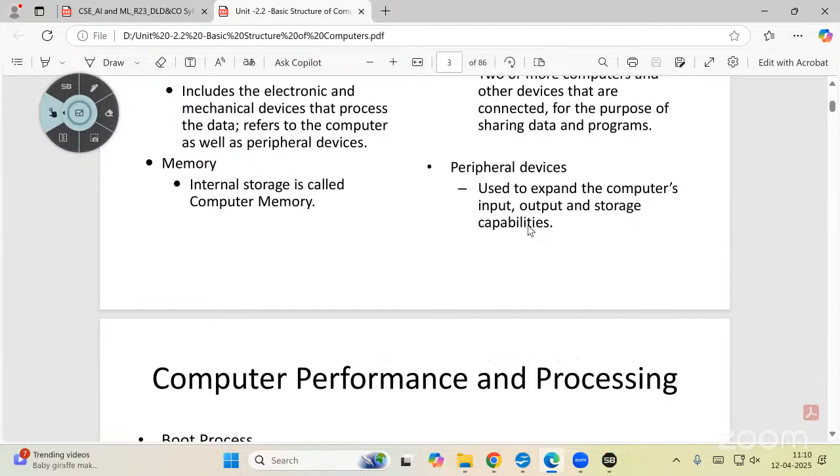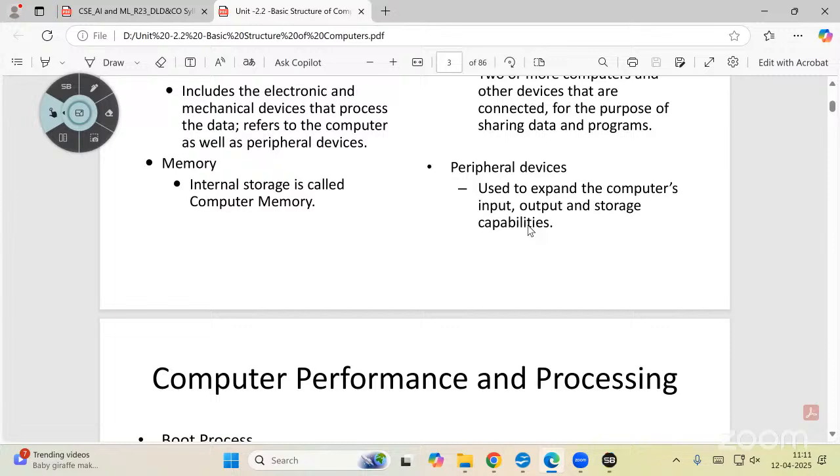Okay, network. Next, peripheral devices. What are the peripheral devices we are using? Input, output, memory, storage. So we are using these peripheral devices. So there is a basic terminology for the computers. One is the computer definition, then hardware, then memory, then peripherals and network. Okay.